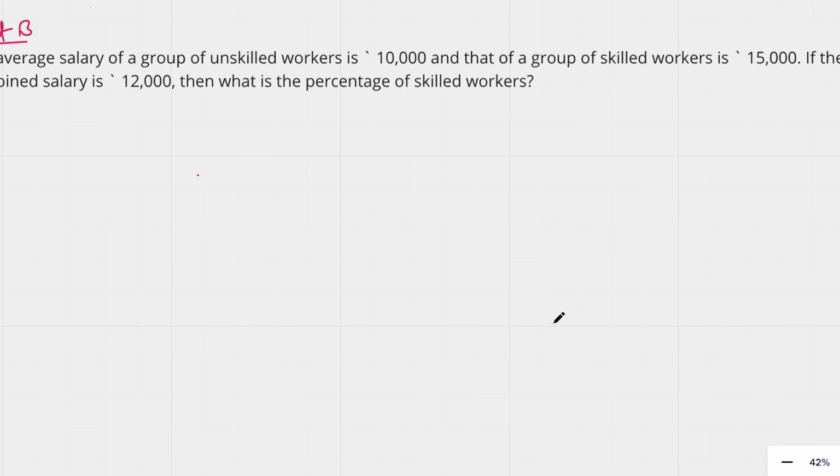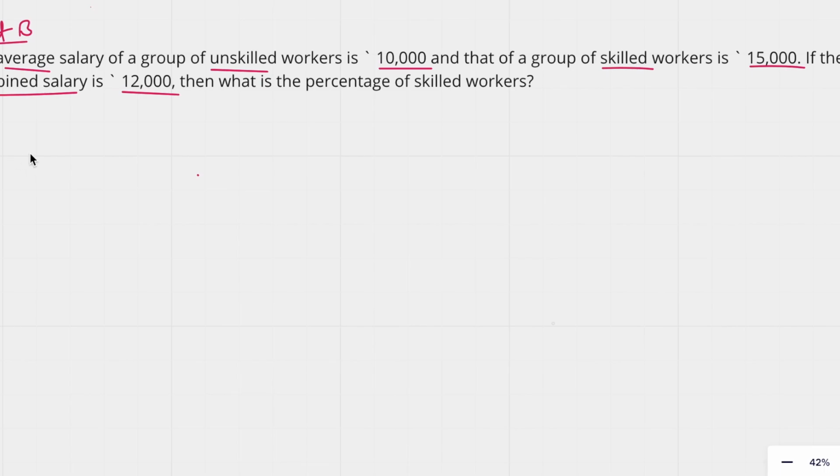Question number 11 from set B of the chapter Statistical Description of Data. Exercise question. The average salary of a group of unskilled workers is 10,000 and that of a group of skilled workers is 15,000. Average of unskilled is 10,000 and average of skilled is 15,000. If the combined salary is 12,000, then what is the percentage of skilled workers? This is a question on combined arithmetic mean.